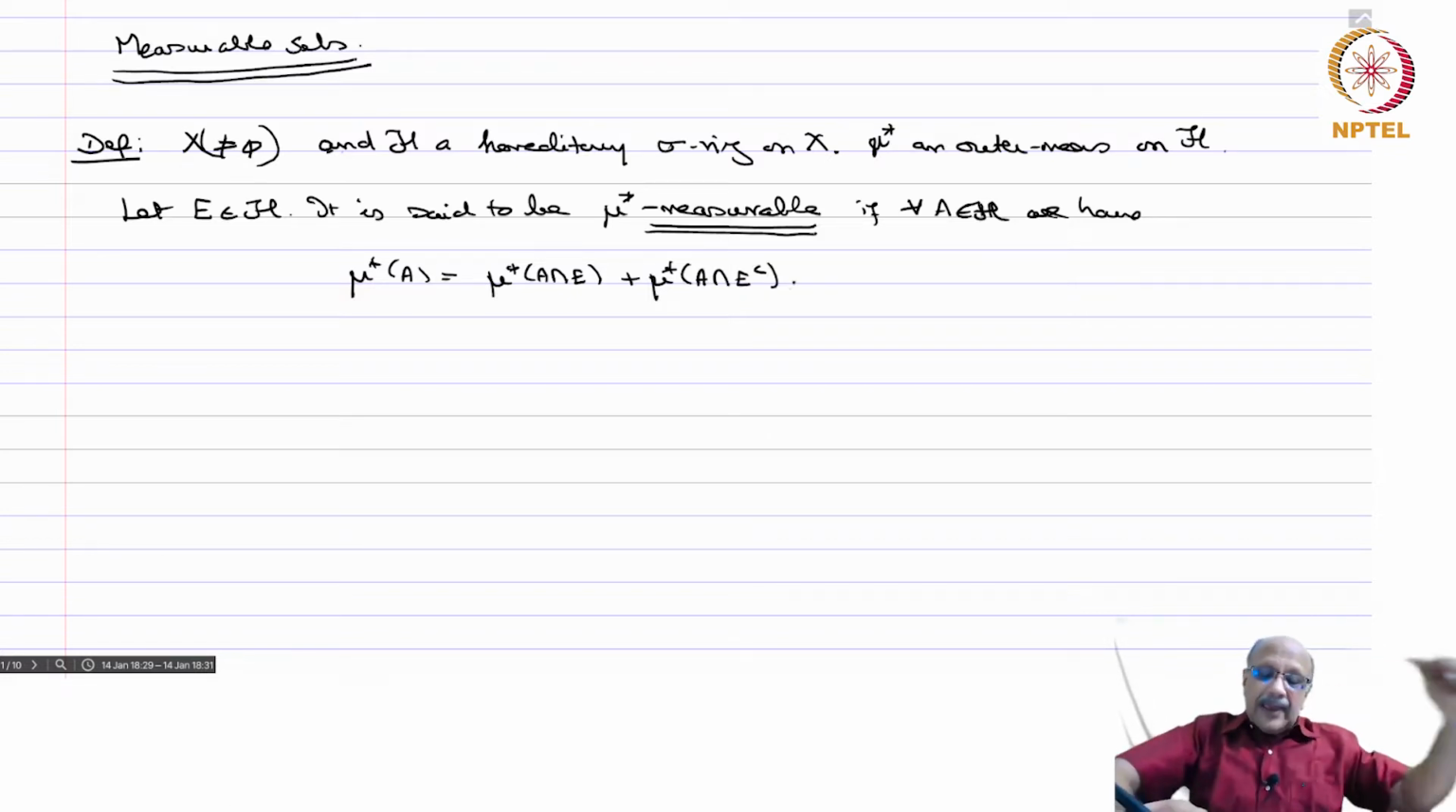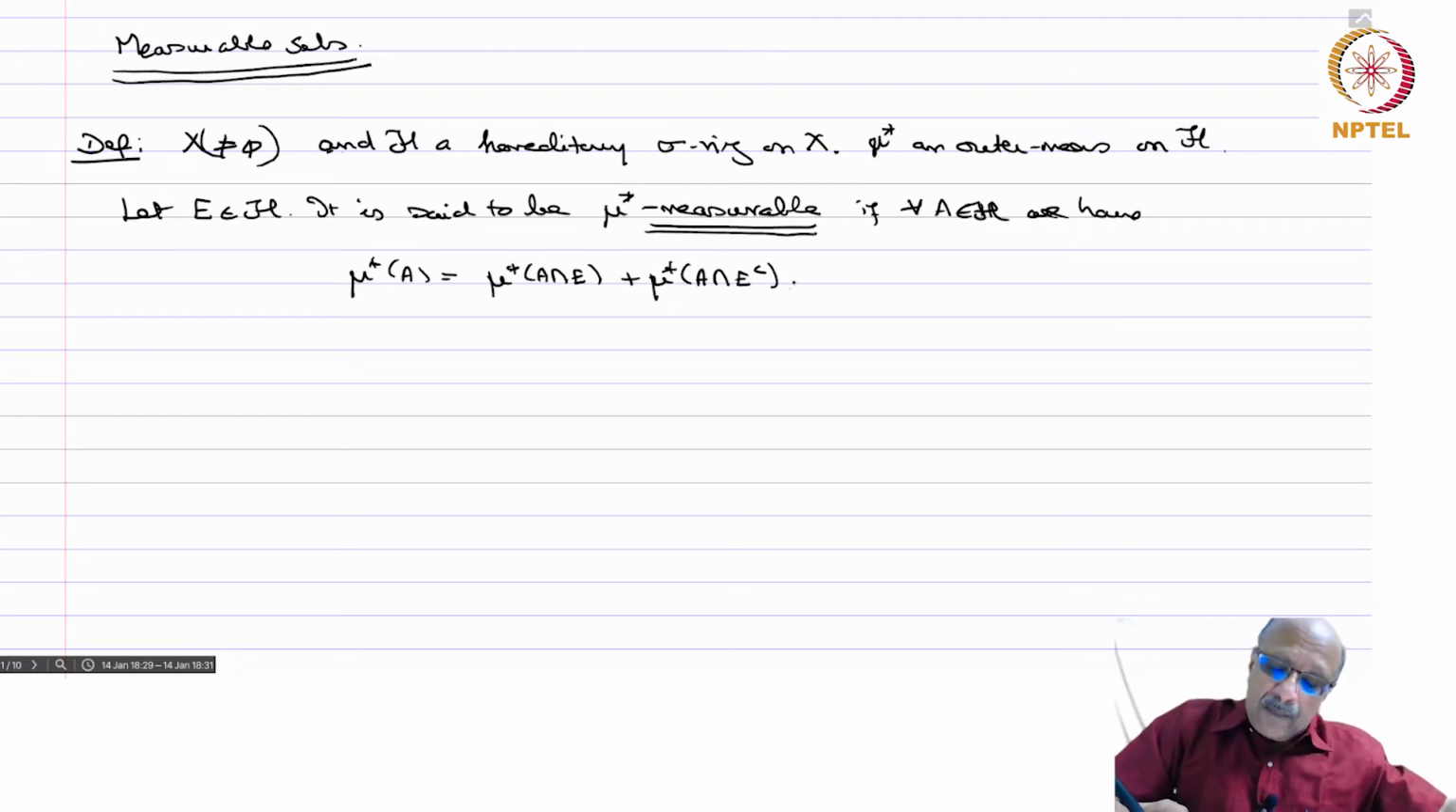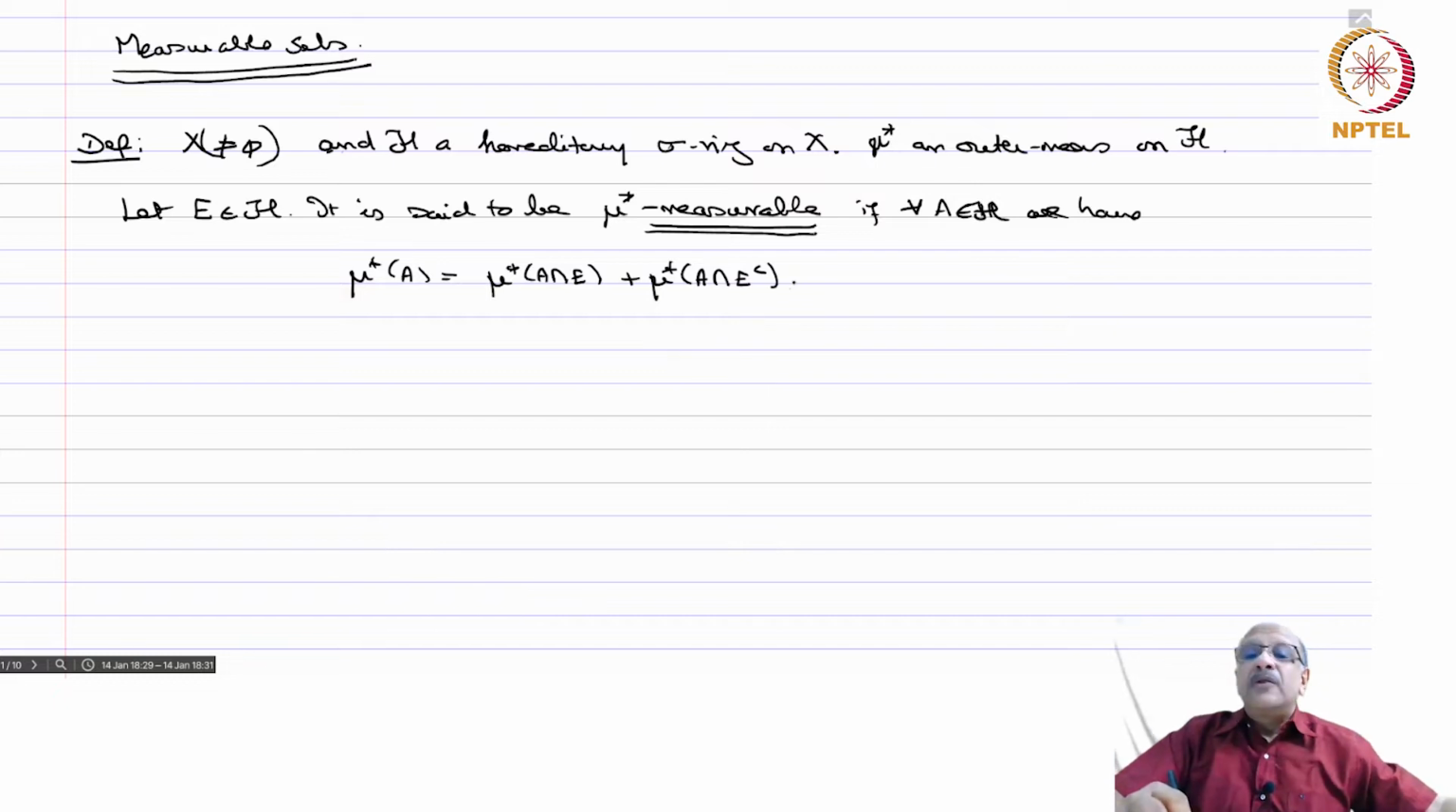Okay, so you see A is the disjoint union of A intersection E and A intersection E complement. So for every set A, if you write this disjoint decomposition, then mu star acts like a measure. Therefore, you say that the set E is measurable. Okay, so that's the reason for that.